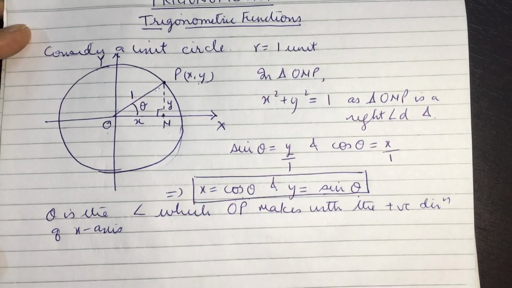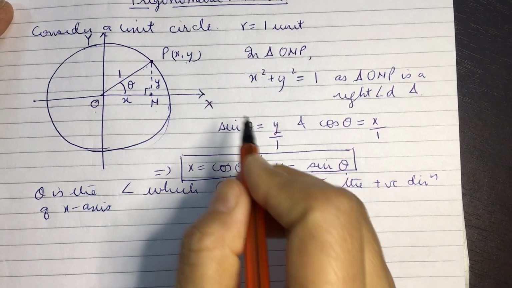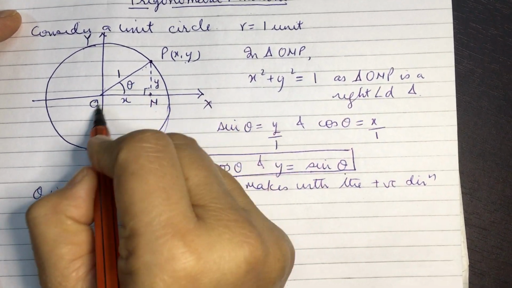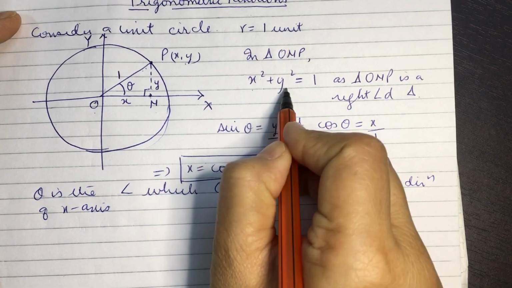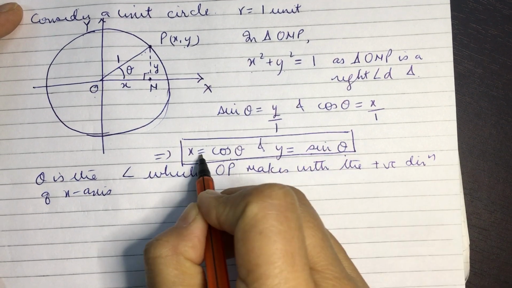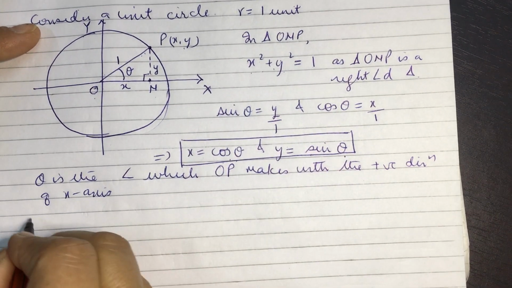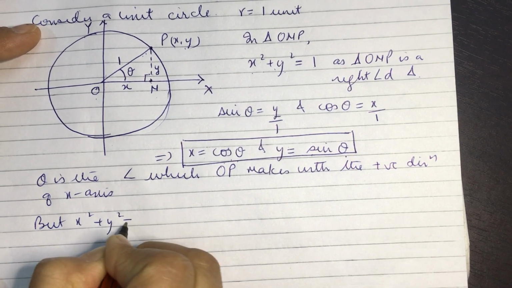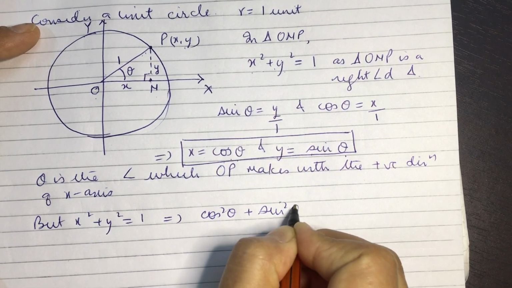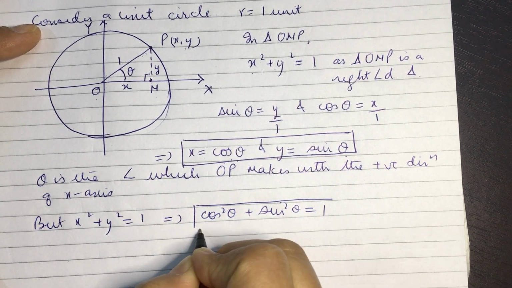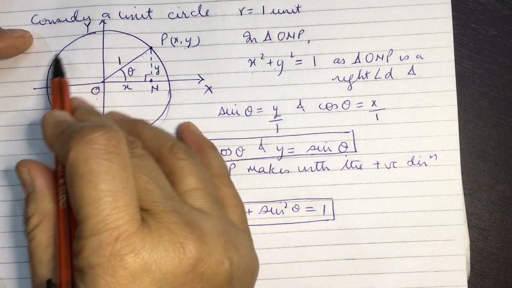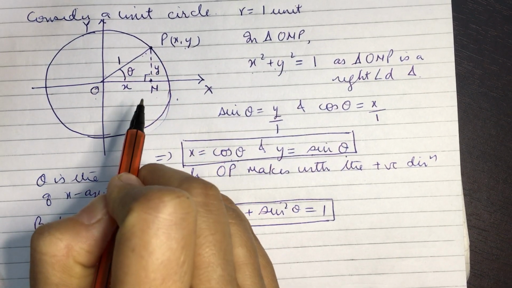Okay, now from this we arrive at 2-3 conclusions. First conclusion: over here we have seen that in the right angle triangle, x squared plus y squared equal to 1. So substituting this value of x and y in this equation, x squared plus y squared equal to 1 implies that cos square theta plus sine square theta equal to 1, which we already have done in the previous classes. So here we can generalize it, where theta could be any angle.